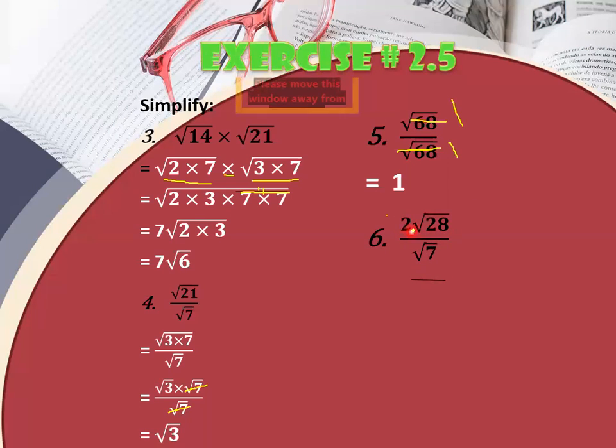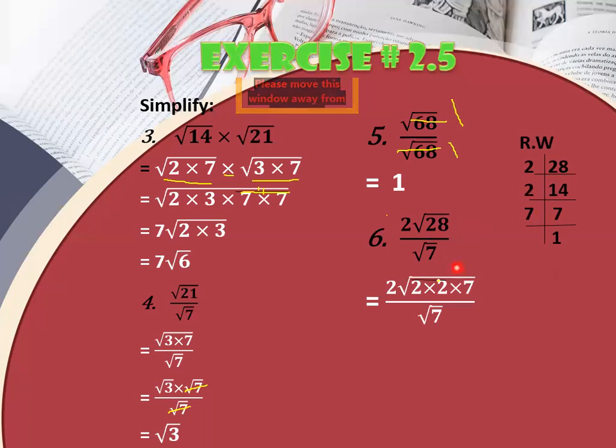Now what you have is 2 under root 28 and 7. You have to find out the factors of 28. In the working column you will find out the factors of 28 just like this, and the factors of 28 will be 2 multiplied by 2 multiplied by 7. So you will write them down together in this way: 2, then under root the factors of 28, which are 2 multiplied by 2 multiplied by 7.